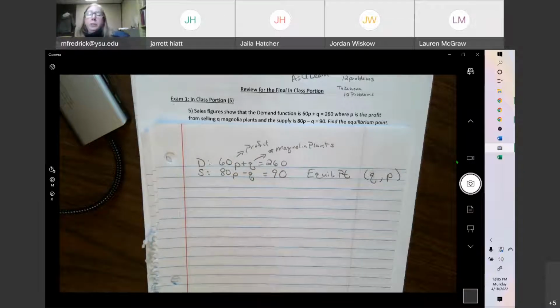One way is substitution. If one was solved for one variable, you could substitute it into the other. Another way would be elimination.